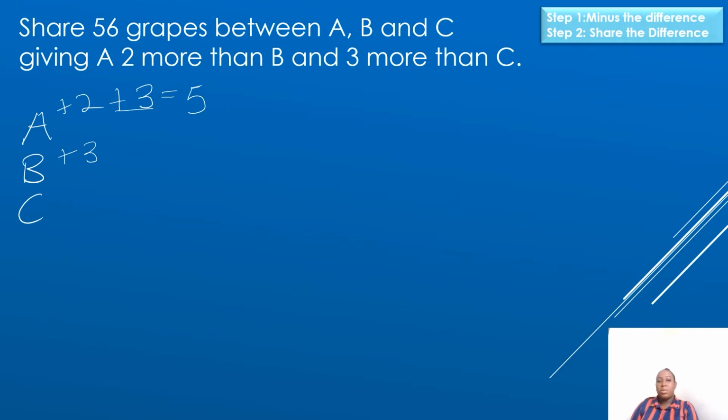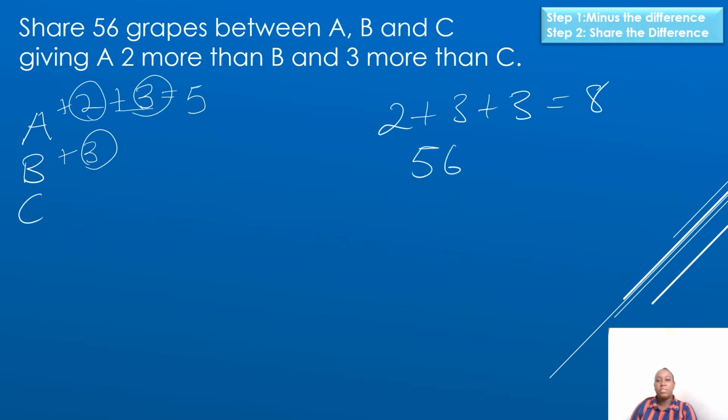Now that we have worked out all our parts, what we need to do is to add our 2, add our 3, add this 3, and subtract it, find the difference from 56, okay? So we're going to add 2 plus 3 plus 3. This is going to give me a total of 8, and now I'm going to find the difference. 56 subtract 8 is going to give me 48.